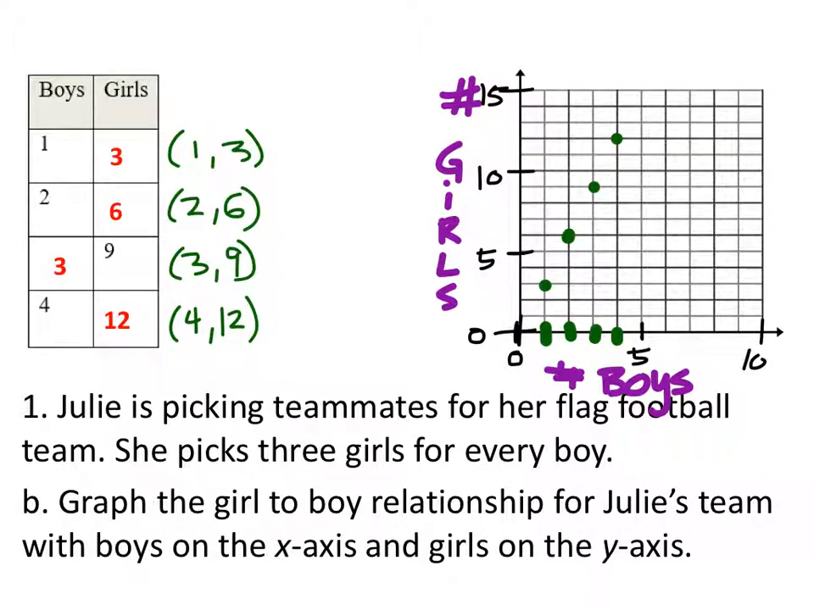Okay, so we have these points on the graph. The next question is, would we connect these points? Yes or no. And the answer is that we would not, because you can't have half a person on the team. So, since those values would not exist, we would not connect these points. We would leave it as it is.